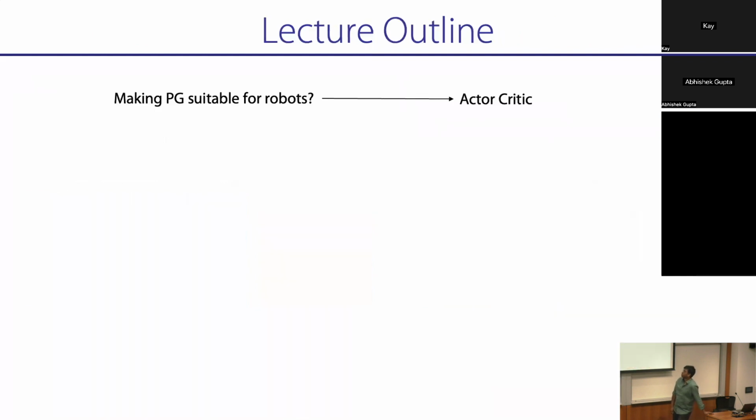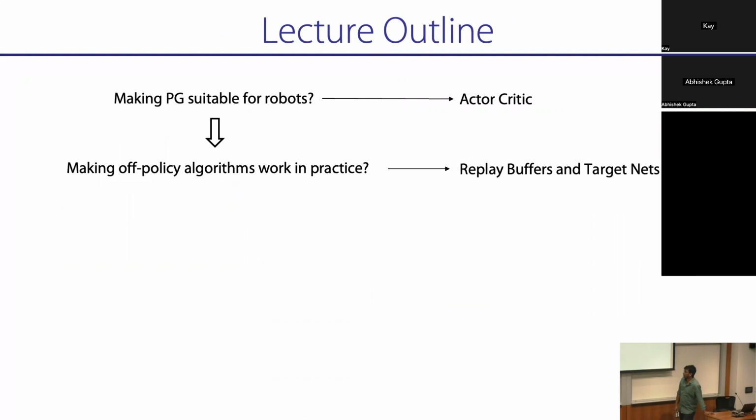Right. So today what we're going to talk about is trying to go from on-policy methods to more off-policy methods, right? How do we build methods that we can use to train robots directly in the real world? So we're going to describe how we go from policy gradient to actor critic to Q learning, right? And then we're going to talk about how we make these methods work in practice. So what are the tricks that you need to get them to even learn anything on domains of interest, right?